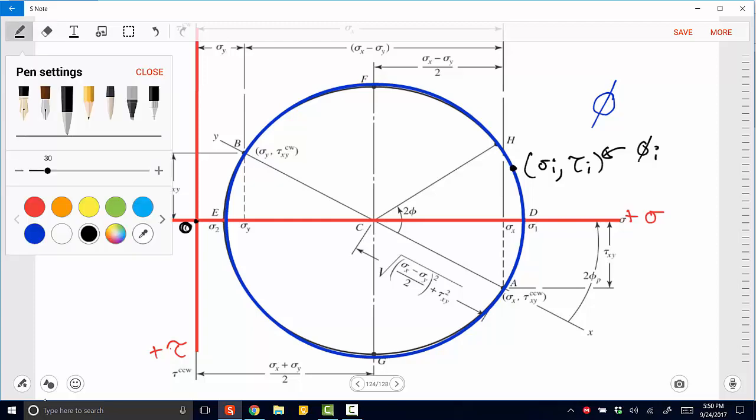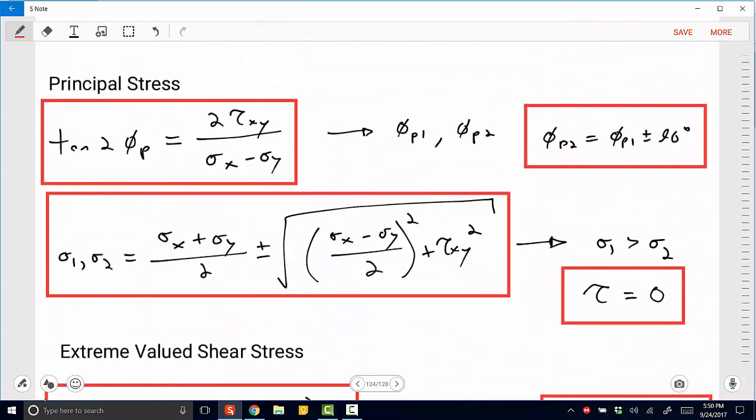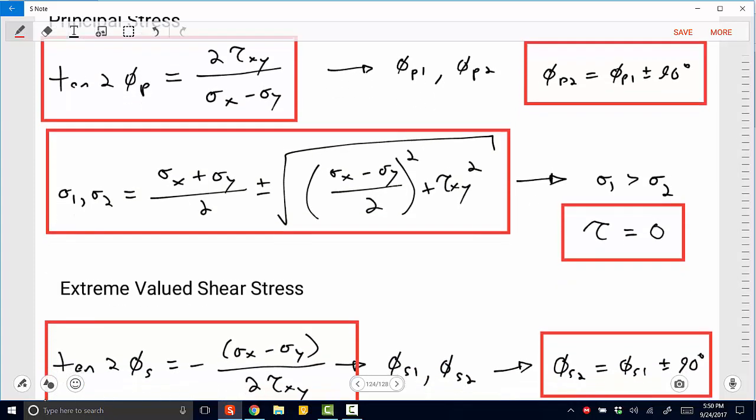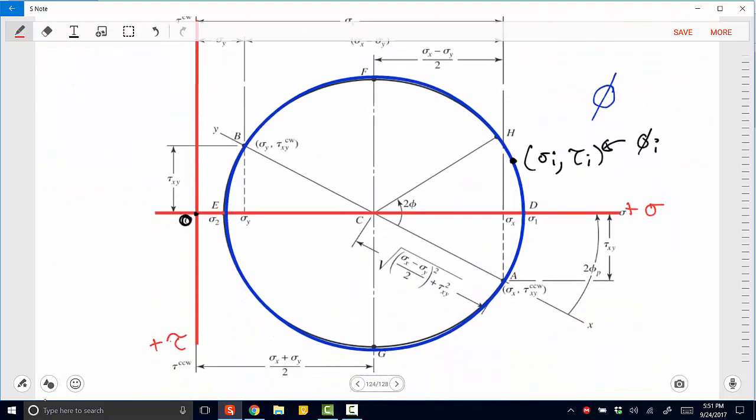Now, let's go up and remember. With principal stresses, when we look at the values of stress we get, we find two normal stresses, sigma 1 and sigma 2. And we know that when we have our principal stresses, the shear stress is equal to 0. So, if that's true, if we have normal values, shear stresses equal to 0, and sigma 1 is greater than sigma 2, then we go down to Mohr's circle.